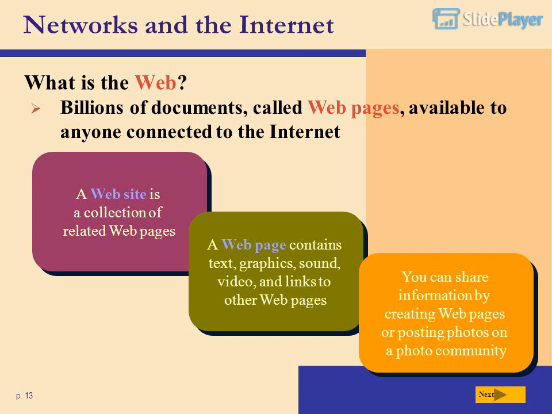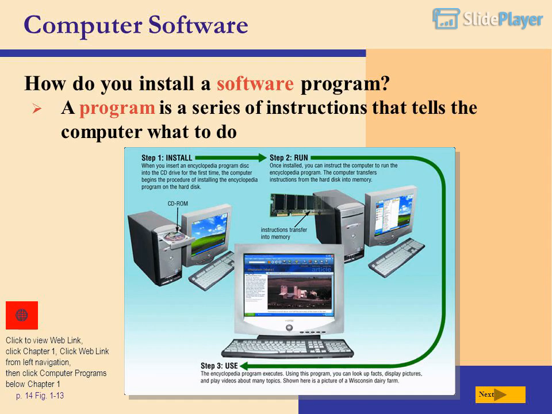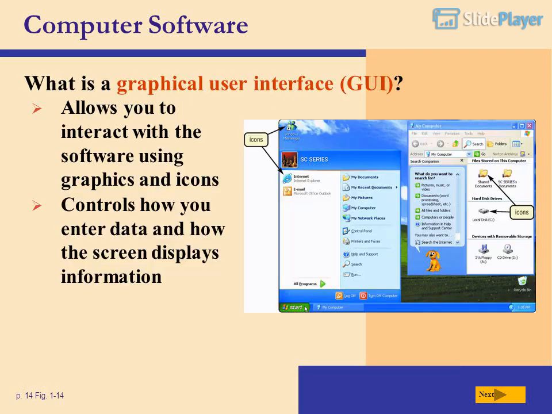Next, computer software. How do you install a software program? A program is a series of instructions that tells the computer what to do. Click to view web link, click Chapter 1, click web link from left navigation. Then click Computer Programs below Chapter 1.